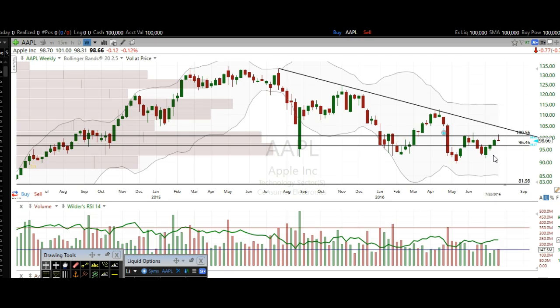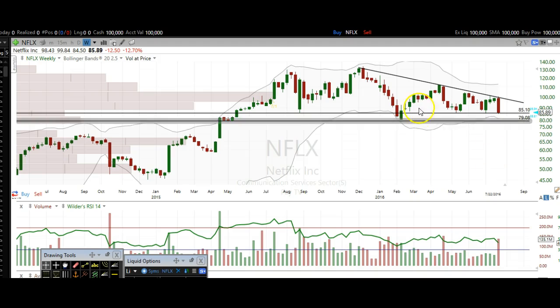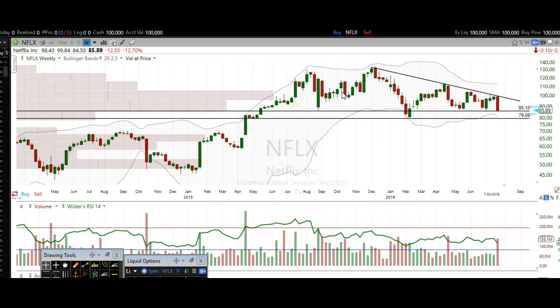Next, I want to cover Netflix here. And Netflix, we might as well just look at the weekly chart here. Pretty similar look to Apple. You can see we've got the downtrend since late 2015. Lower high, lower high, lower highs here.